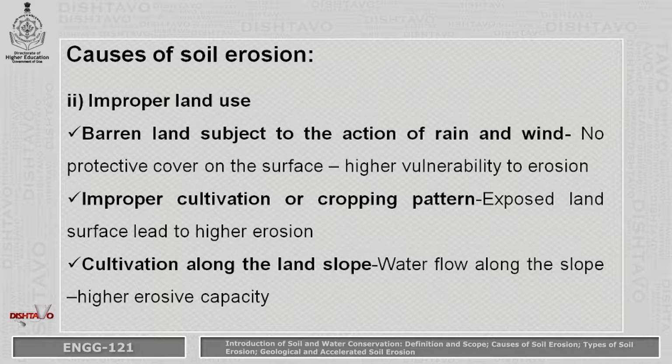Second important cause is improper land use. We are using land for many purposes like construction, buildings, roads, railway tracks, etc. Also, we are doing agriculture on this land, but not by scientific practices. Due to this, erosion happens.